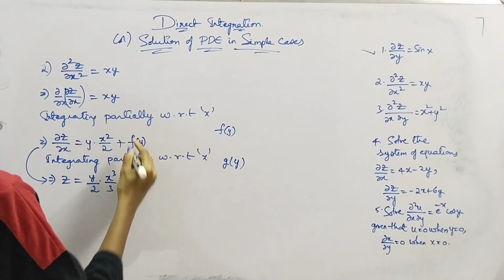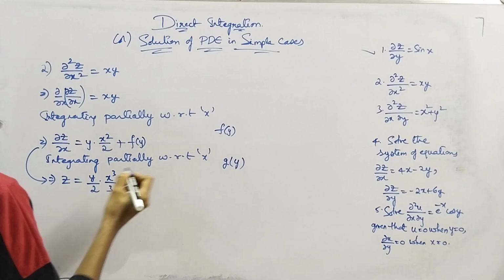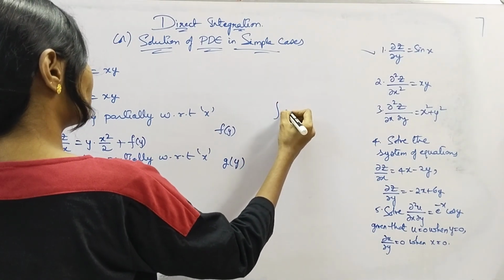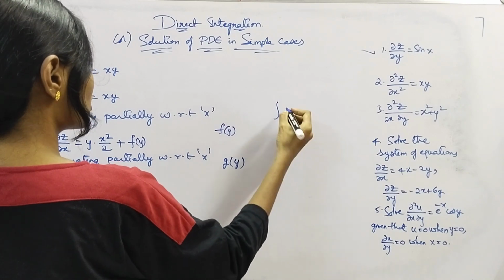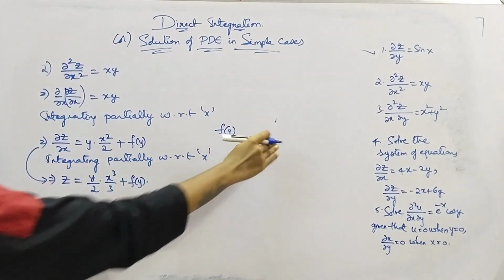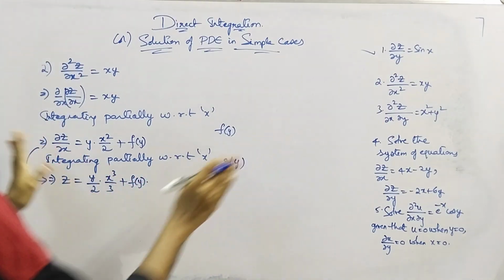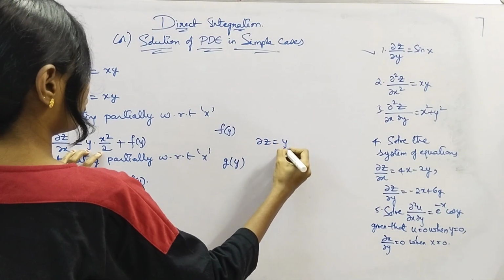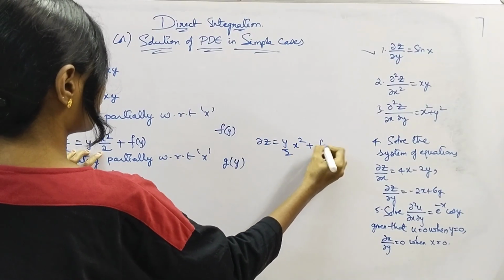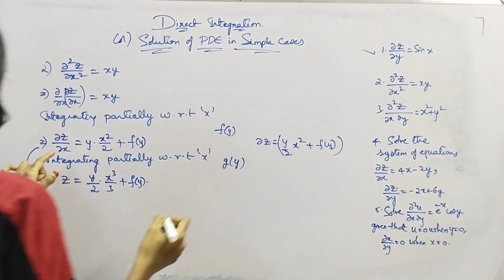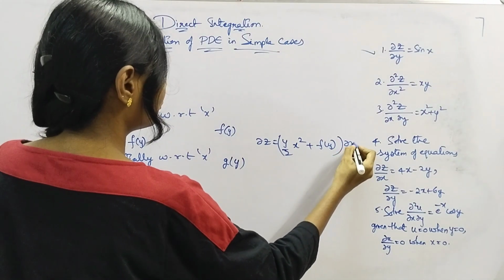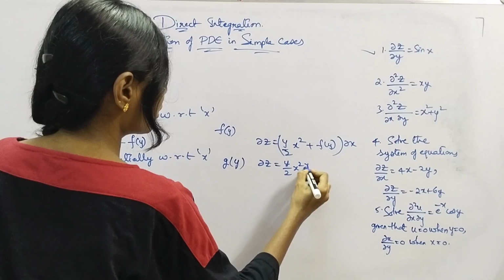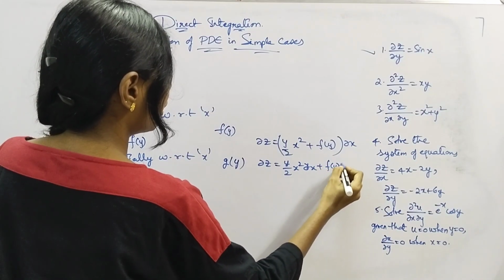so you'll get this constant into, we know that whenever we see some constant, okay, suppose we write the same thing as, just assume we write the same thing as ∂z equal to y/2 into x² plus f of y into ∂x. If we take this ∂x to the RHS, you'll get ∂z equal to y/2 x² ∂x plus f of y ∂x, right?